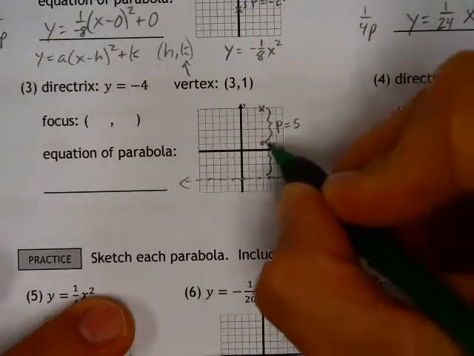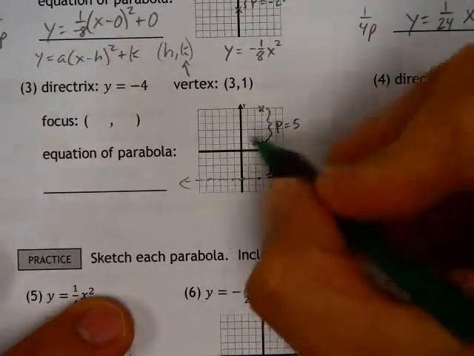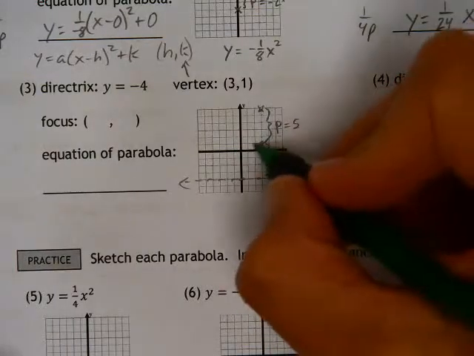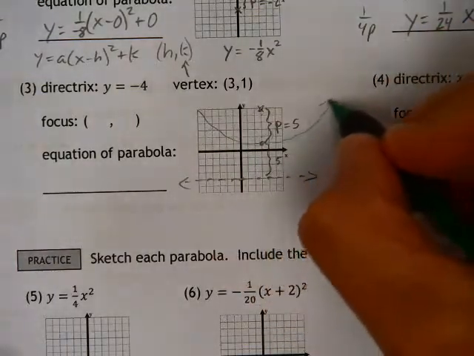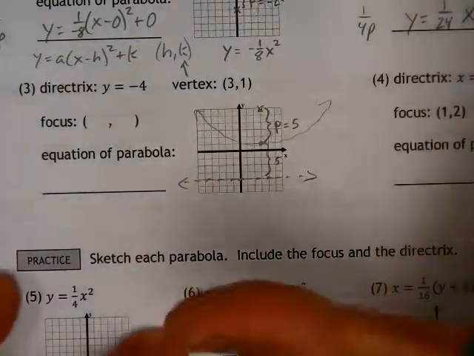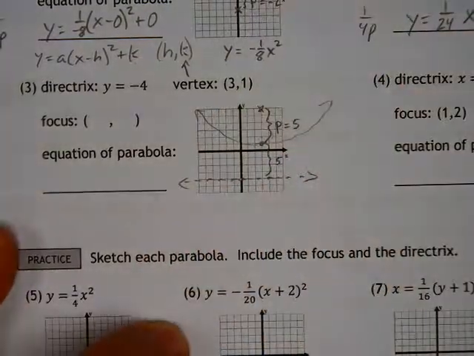It's above. This is downward, this is negative, but we know that the parabola is going to curl around the focus. It's going to open this way, around the focus, away from the directrix. Okay, so we at least know it's a positive direction. And we can count up our focus.